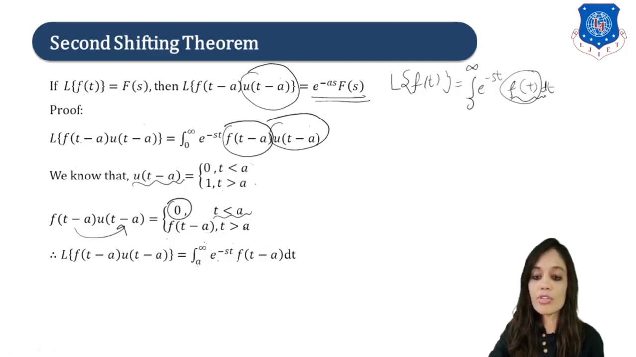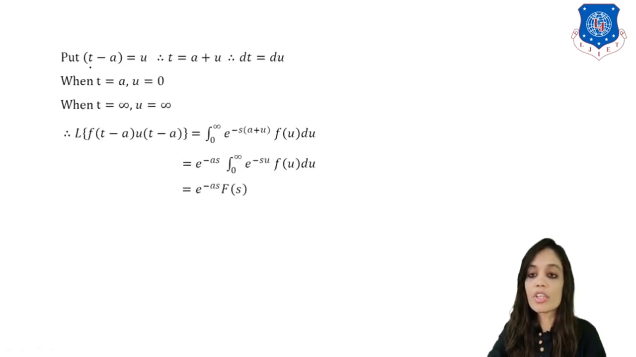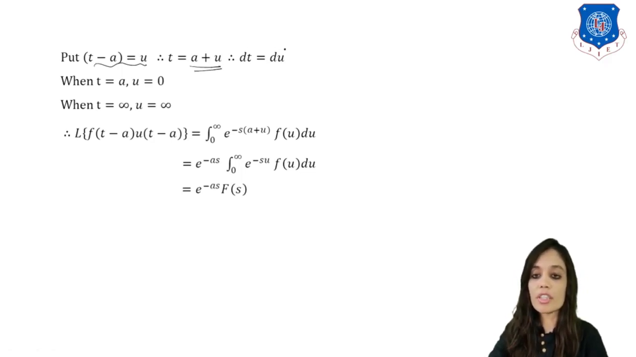So what we will have finally, integration a to infinity e raised to minus st f(t minus a) dt. Now in order to solve this, we will assume our t minus a as u. Therefore our t is equals to a plus u. Therefore dt will be equals to du. Now let us change the limits also. So whenever t is a, if you put here a, you will go to 0, and whenever t is infinity, you will tend to infinity. So finally Laplace of f(t minus a) u(t minus a) will be equals to integration 0 to infinity e raised to minus s(a plus u) f(u) du.